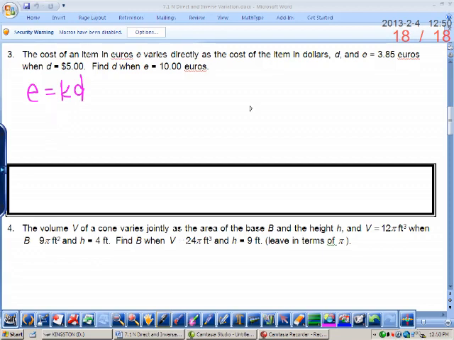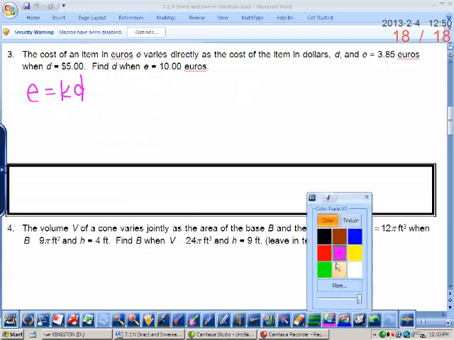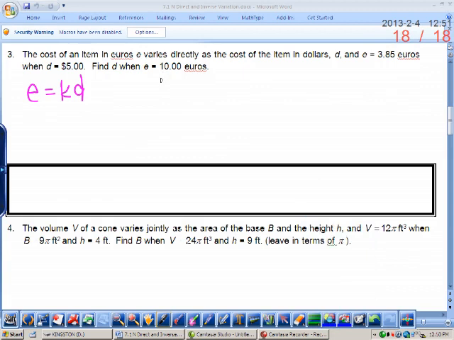All right, we're told that 3.85 euros is when we have $5. So plug those in. I have 3.85 equals K times 5 for my D. So what would I do? Divide by 5.